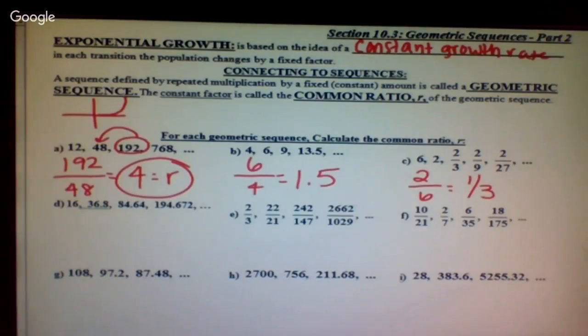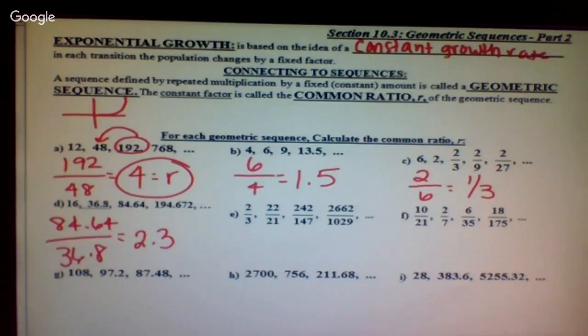1/3. My only stipulation to you is, if the sequence is giving you numbers as fractions, keep your common ratio as a fraction. If it's giving it to you as decimals like you see in D, you can leave it as a decimal. So D, you can pick any one of these numbers. So 84.64, and we divide this time by 36.8. If we do that, 2.3.